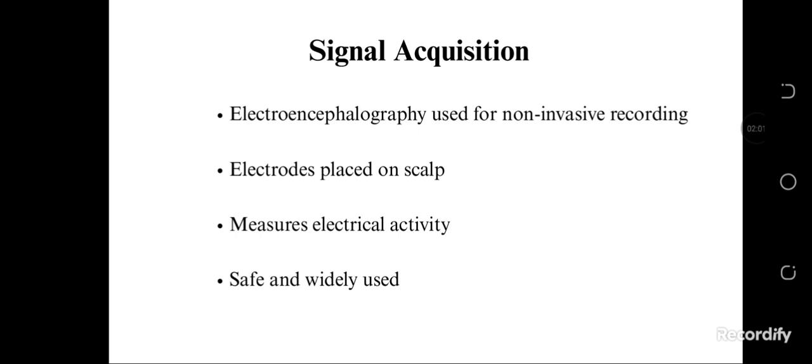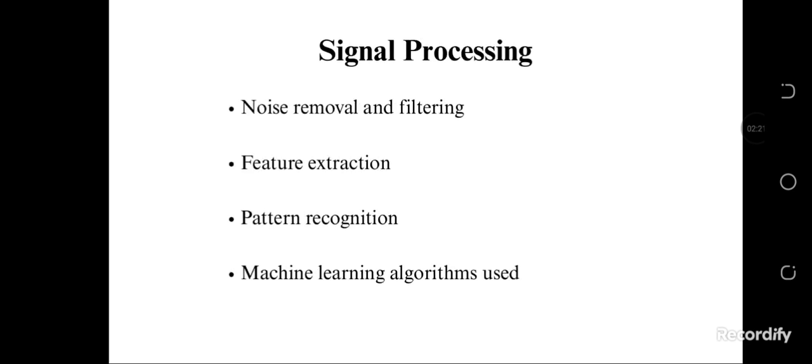Next, we see the signal acquisition part. Electroencephalography is used for the non-invasive recording process. The electrodes placed on the scalp measure the electrical activity of the brain. It is a safe and widely used procedure to measure the electrical activity of our brain.